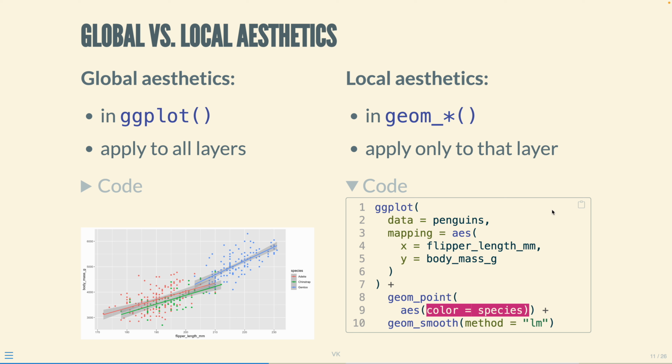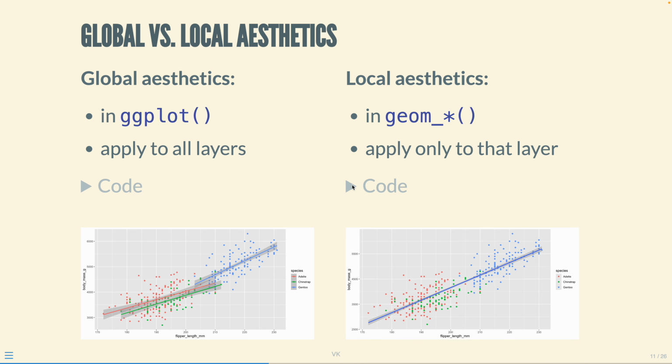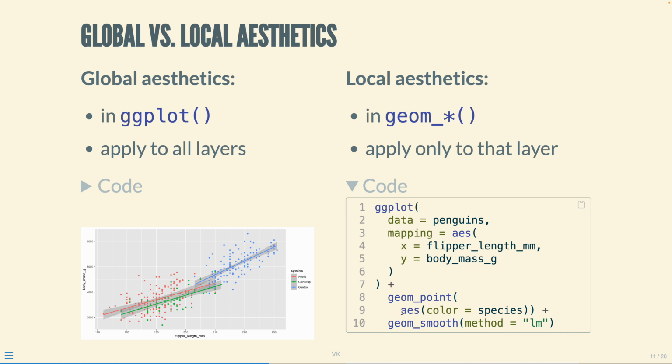So this is a distinction that you might want to keep in mind, that if something is applied to ggplot2, that's going to apply to all of the layers that you're specifying. But if you want that to be applied to only one layer, you're going to specify aesthetics and the color species not in ggplot, not globally, but you're going to do that locally over here.